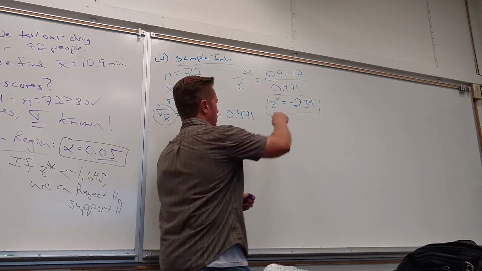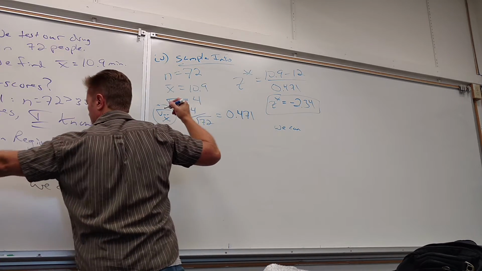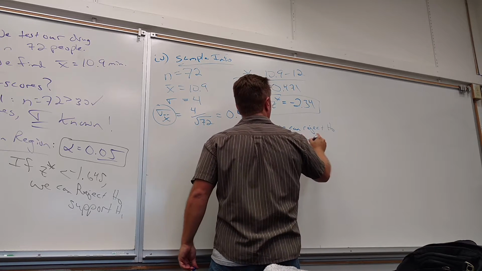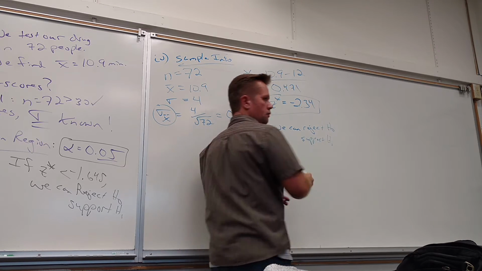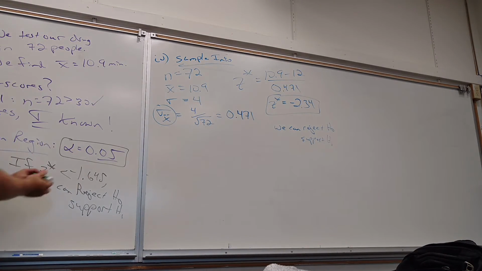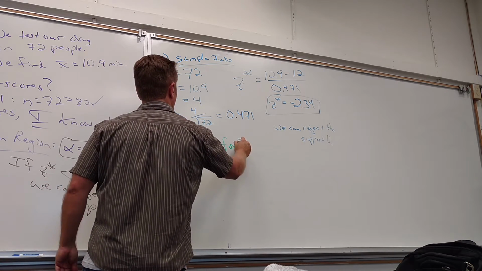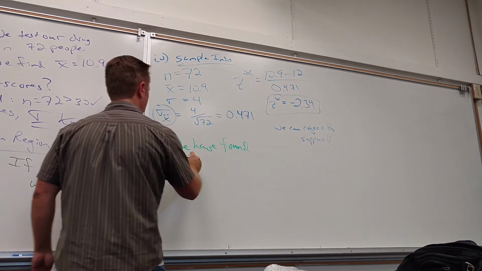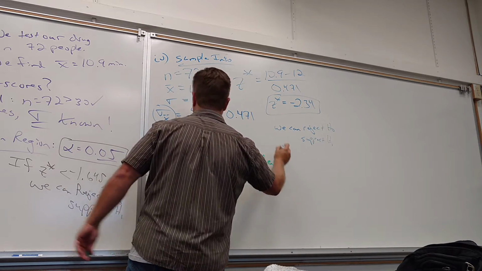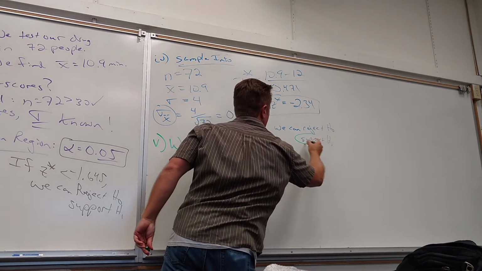So what can we say here then? We can reject the H0 or support the H1. So how do I write this conclusion? We have found sufficient evidence. I love it. Because which one was my claim again? H1. So I can use this language.